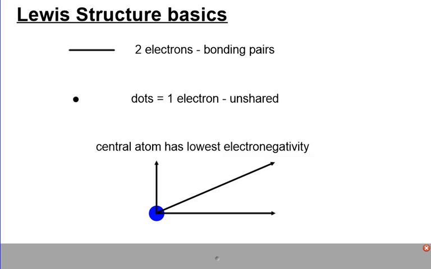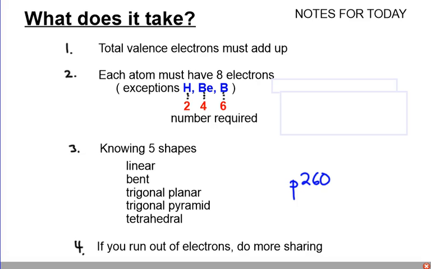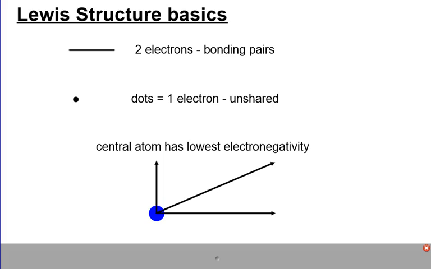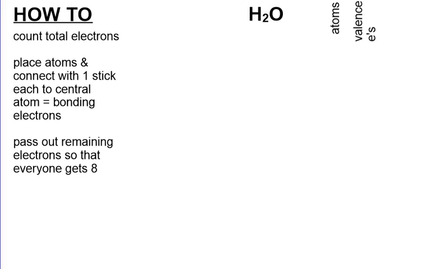Lowest electronegativity. Okay, so who would have the lowest electronegativity between hydrogen and oxygen? So you would think oxygen should be in the middle, and it is. Now I want to show you, don't copy this down, what happens if you decided to make it hydrogen instead.